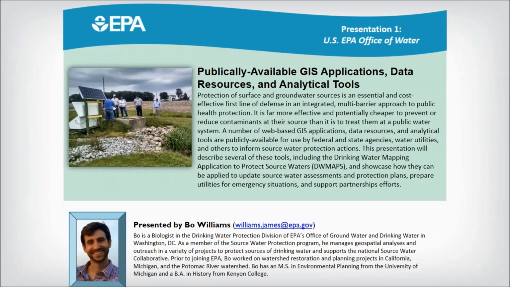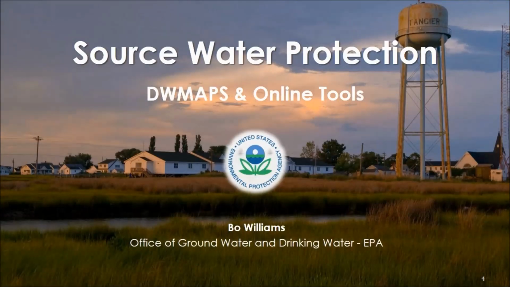So I'm going to go ahead and introduce our first speaker, who's going to be Bo Williams. Bo is a biologist in the Drinking Water Protection Division of EPA's Office of Groundwater and Drinking Water. And as a member of the Source Water Protection Program, he manages geospatial analysis and outreach in a variety of projects to protect sources of drinking water and supports the National Source Water Collaborative. I'm going to go ahead and pass it over to Bo. Thanks, Victoria. As she said, I'm Bo Williams.